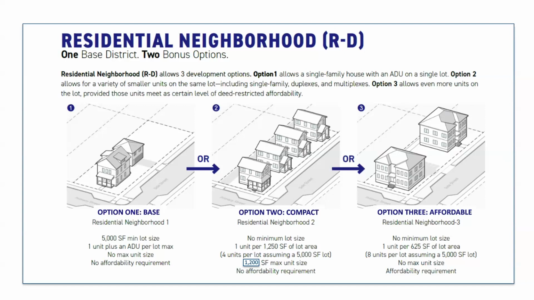For the compact option, which allows for multiple units, so long as each unit has a maximum of 1,200 square feet, the number of units is 1 per 1,250 square feet of lot area, which is to say that you would essentially get 4 units on the 5,000 square foot lot from example 1. So you get 4 times as much density, however, you are getting smaller units. And this is pretty similar to what we already have in regards to the existing EHC standards.